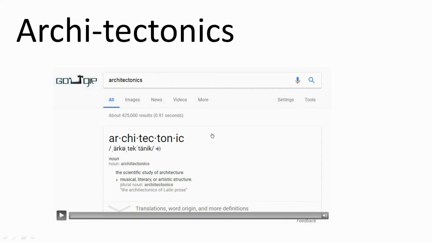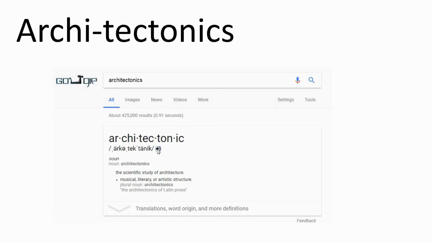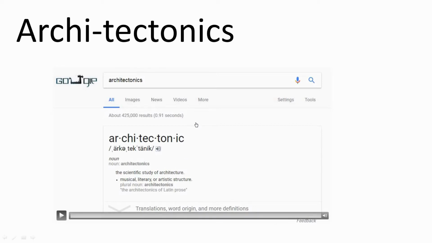Architectonics. Let's just find out first of all, how do we even say that? Am I saying it right? Let's listen a second. Go for it, Google. Architectonic. Okay, well, I guess you don't have to say architectonic every time you say it, but I think I'm kind of in the right ballpark.